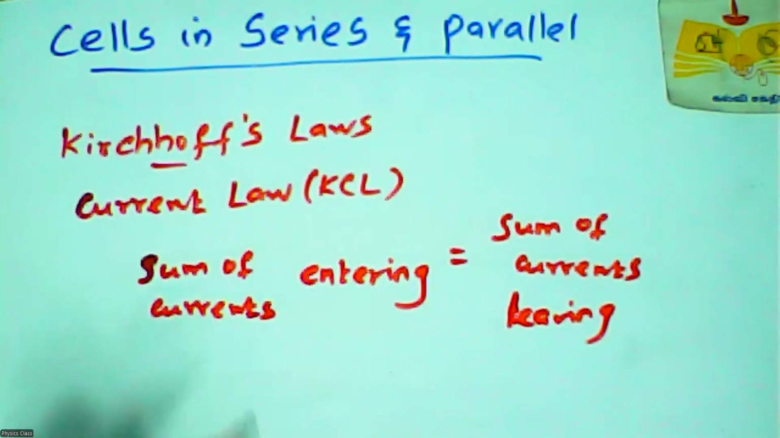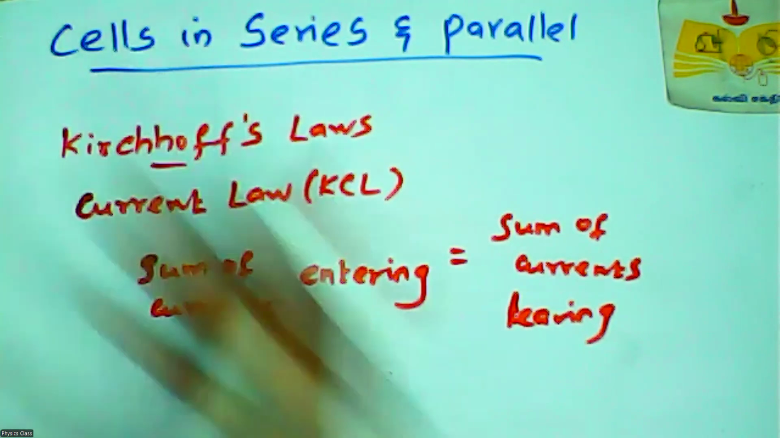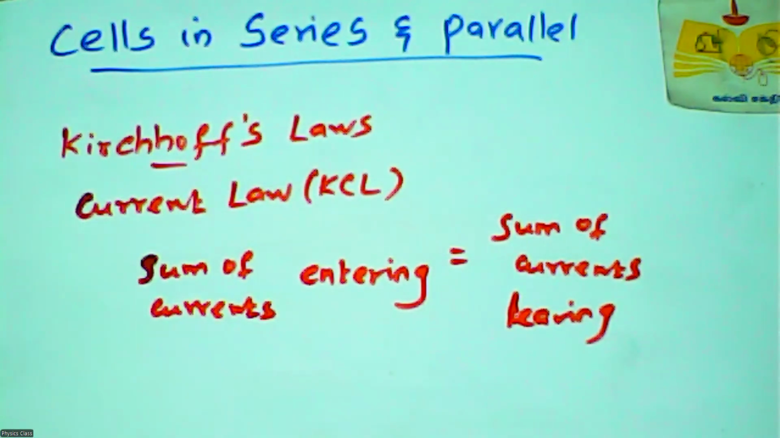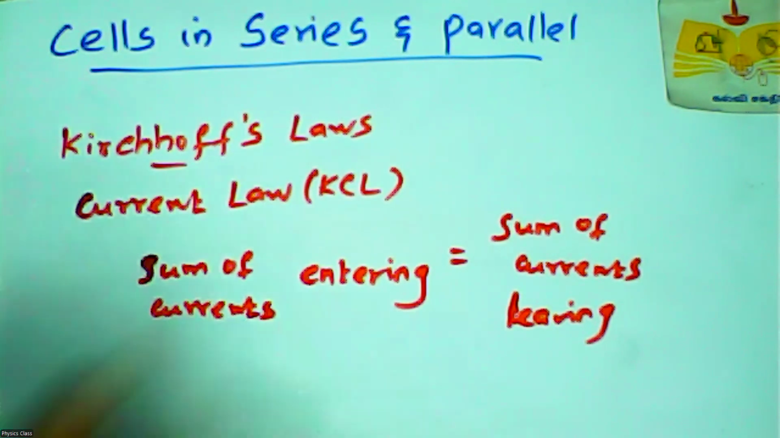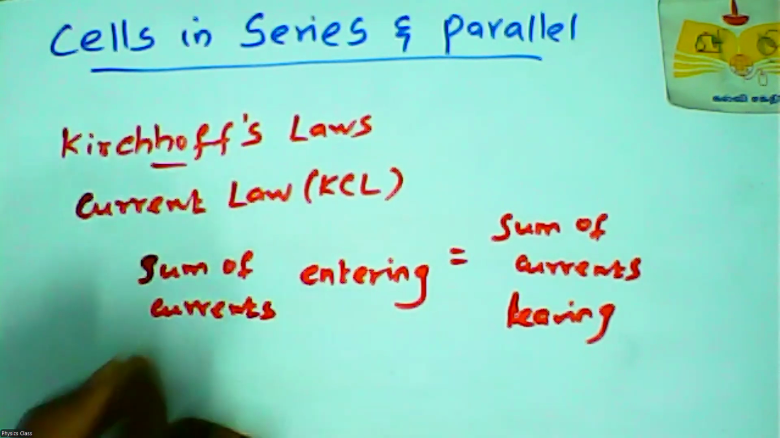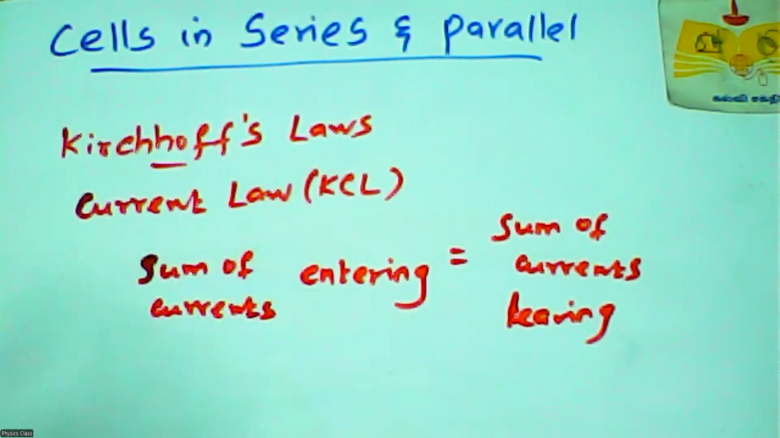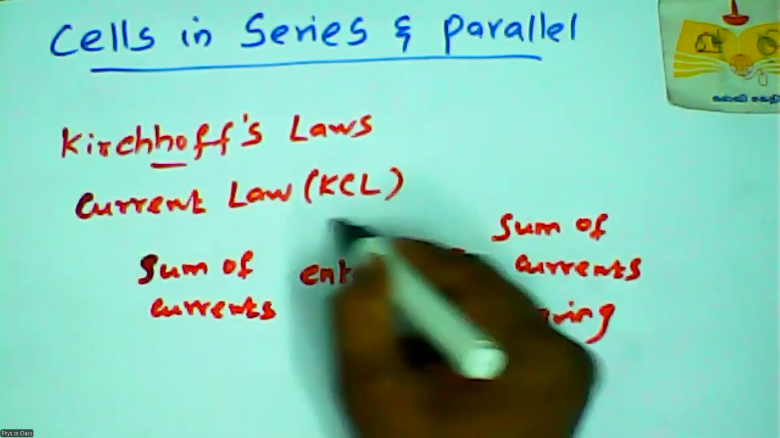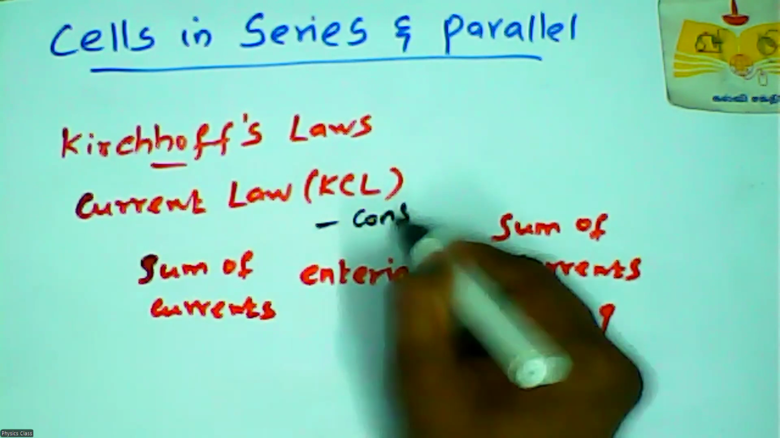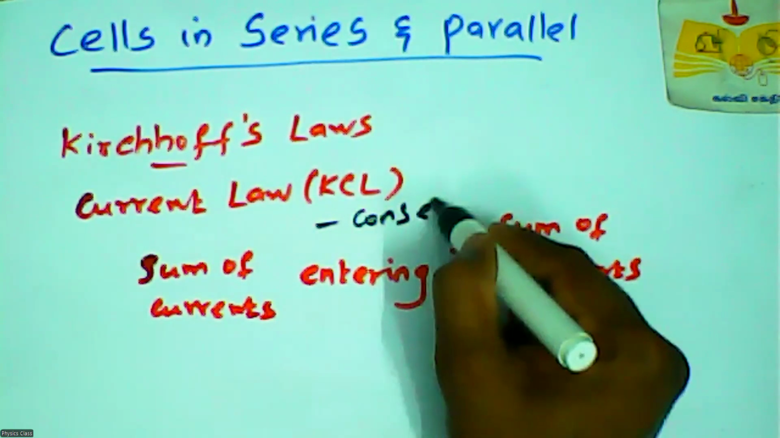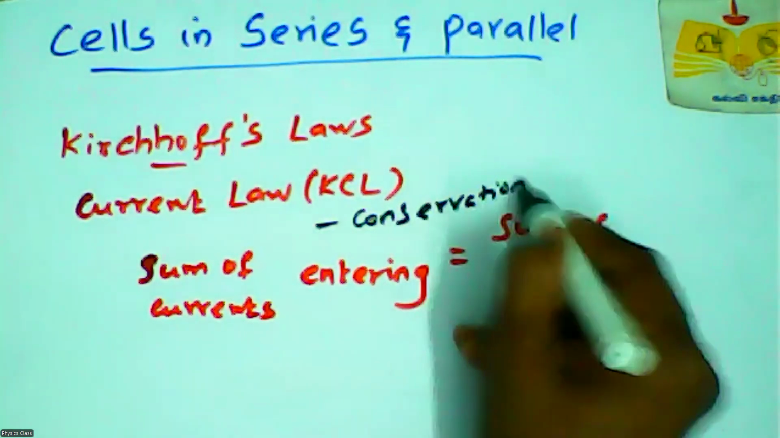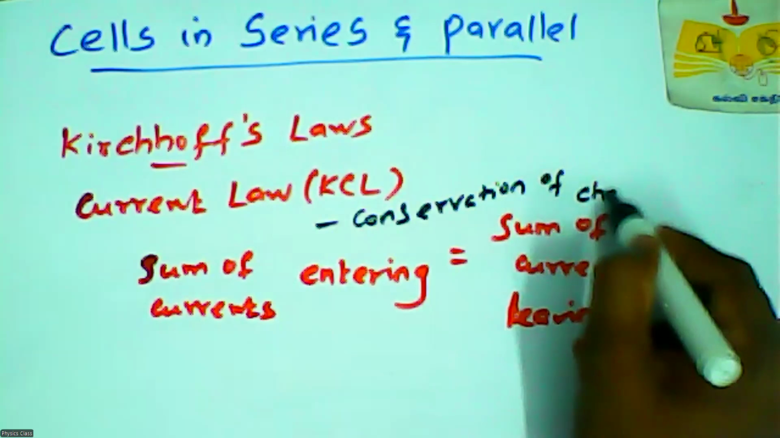So it states that the algebraic sum of the current at any junction of the circuit is 0, because the sum of the current entering must be equal to the sum of the current leaving. This is a direct consequence of conservation of charge. Direct consequence of conservation of charge. Clear?